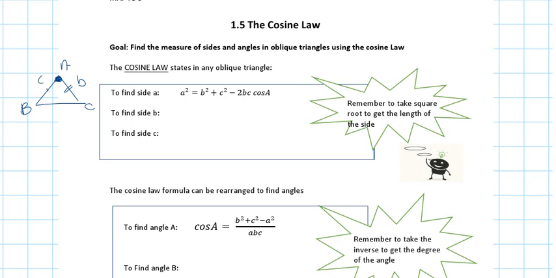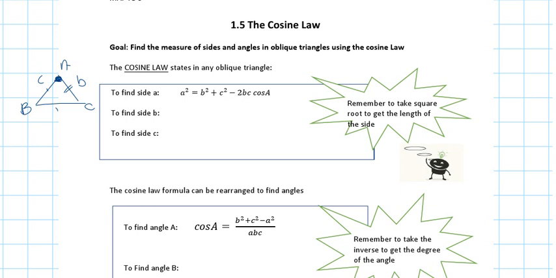So in this case, I am given angle A, side C, and side B. I can't use the sine law in this case. The law is the cosine law. And in the cosine law, I can find the third side. In this scenario, I can find side A.